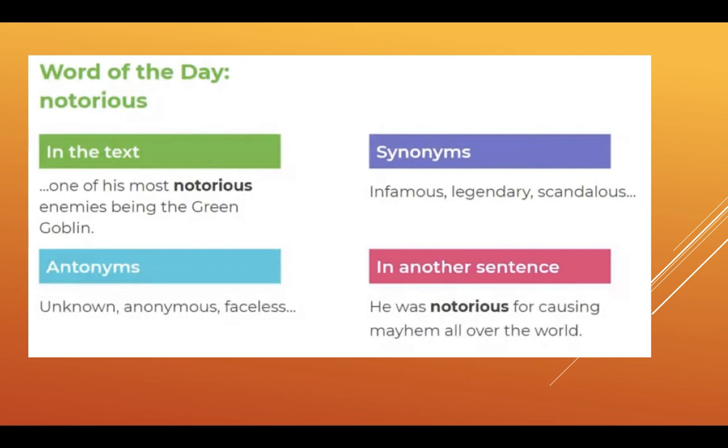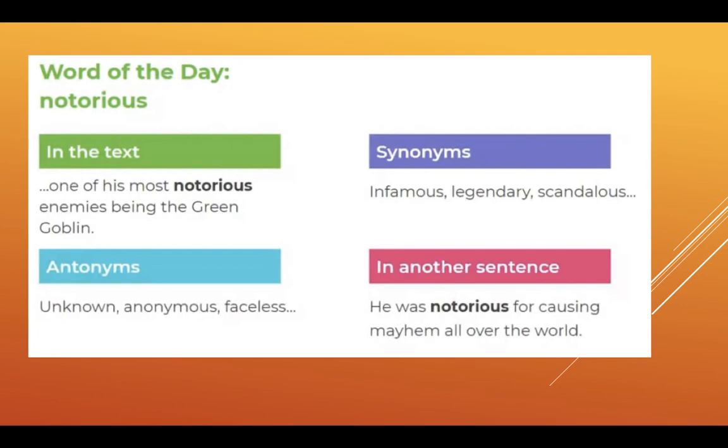What's the antonym to all of those? Well, the opposite to notorious is unknown, faceless, which means that you don't know them because you don't know their face. Faceless really means without a face. So it means that you would have no image in your mind of the character. Anonymous, a lot of people know that word. If someone's anonymous, you don't know who they are.